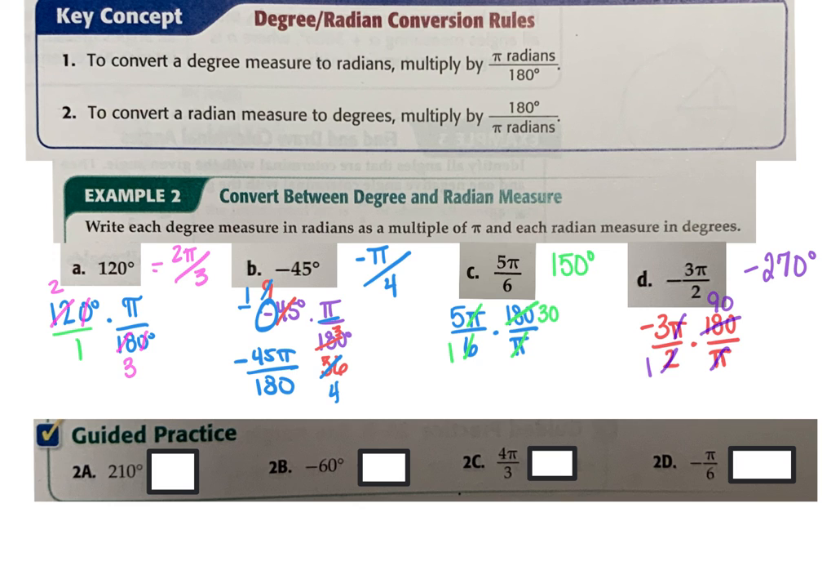Check understanding there, the guided practice. All right, so check your work. 210 should have been 7 pi over 6. Negative 60 is negative pi over 3. 4 pi over 3 is 240, and negative pi over 6 is negative 30.